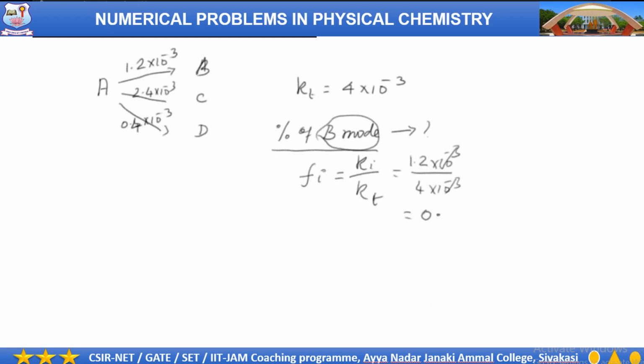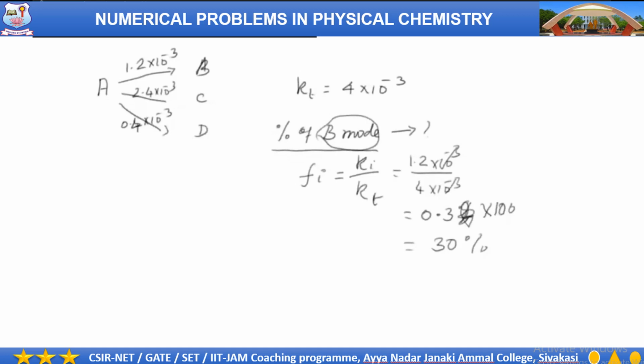Answer is 0.3. Okay, this is the fraction of the mode through which A undergoes reaction to give B, 0.3, not percentage. It is a fraction. If you are asked to calculate percentage, multiply the fraction by 100, you will get 30% of the A undergoing decomposition to give B.